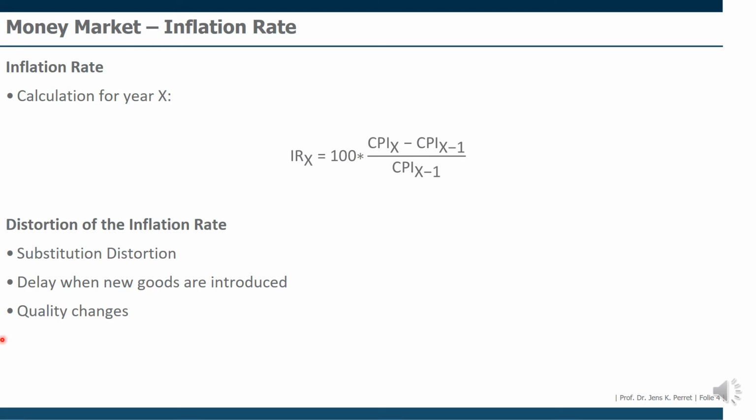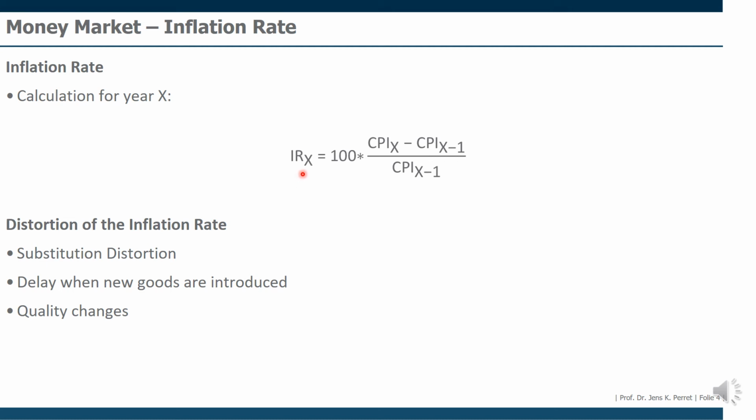Quality changes, I illustrated this already with the example of the computers. So we need to find a way to include such quality changes in the goods and services as well. Of course, similarly to the second part, there's usually a delay involved with this. So, taken together, all these three aspects distort the inflation rate, and usually distort it in a way that it becomes slightly larger than it actually is.